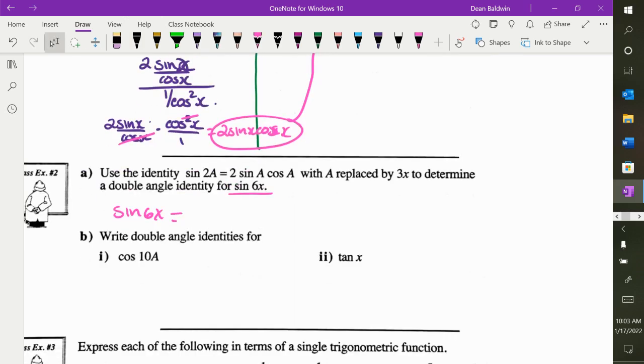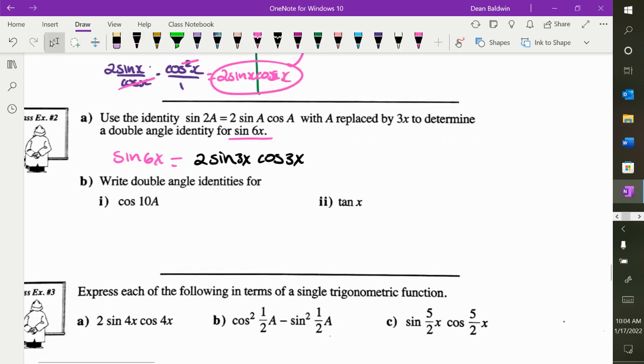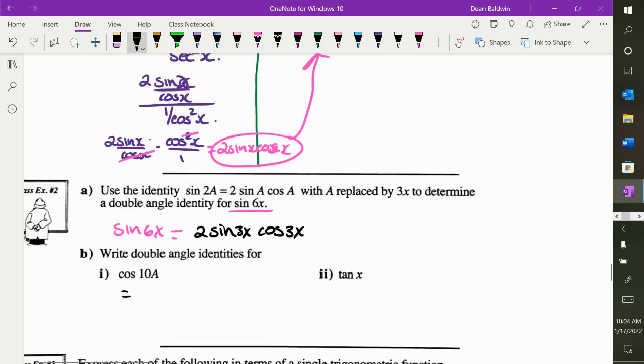So if I have sine 6x and I expand it to 2 sine cos, what numbers go in for the angles? 3x. Because you cut it in half. What about the cosine 10a? I want all 3 of them. So what happens to an angle when you expand it using a double angle identity? It gets cut in half.